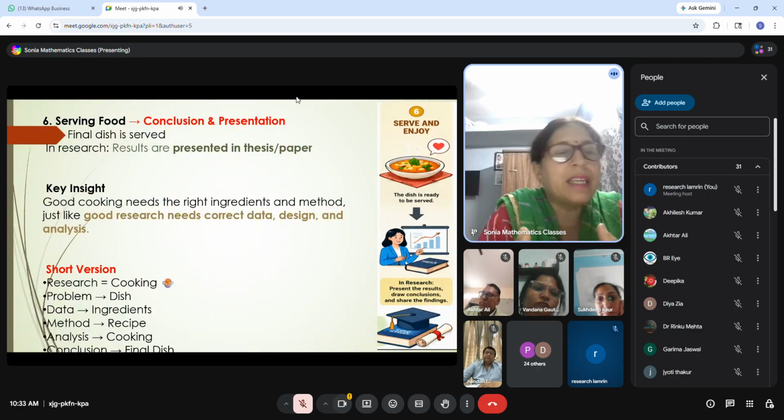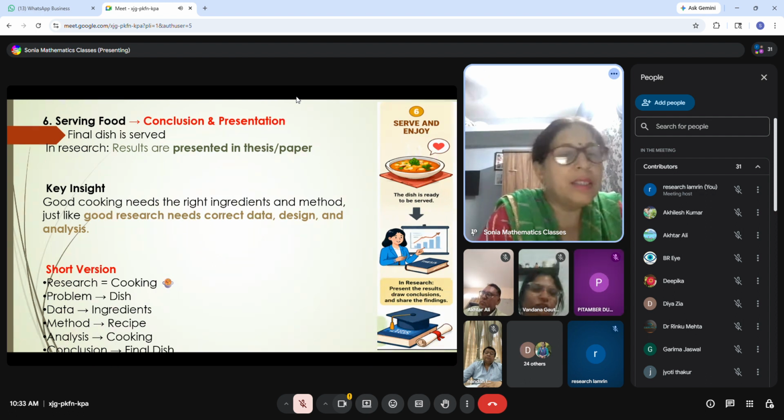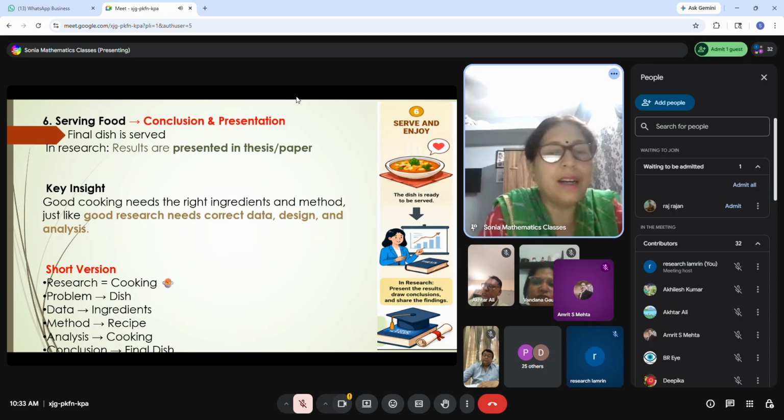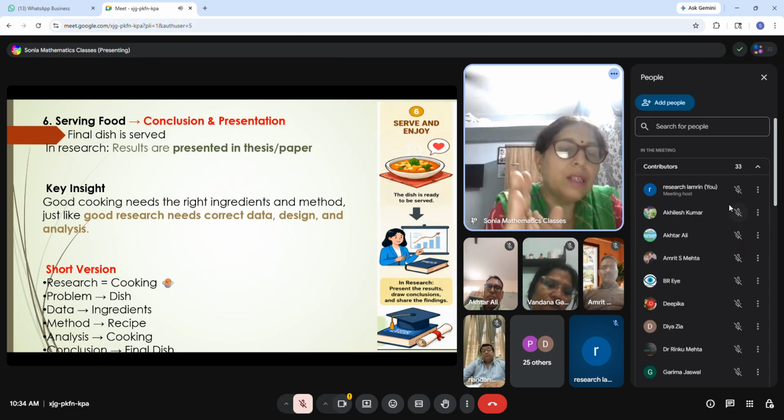Then key insights kya hai? So good cooking needs the right ingredients and methods, just like good research needs collected data, design, and analysis. It means a good data, a good design of research, and a good analysis should be there in the research.